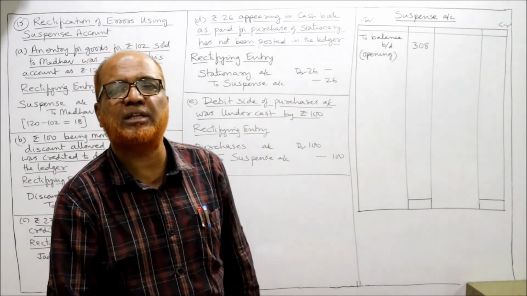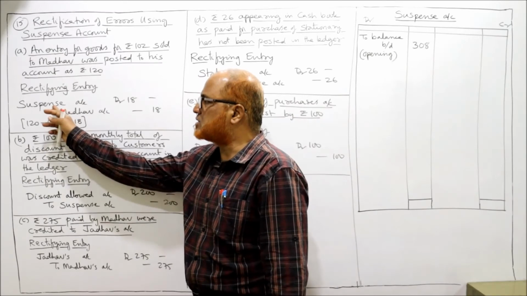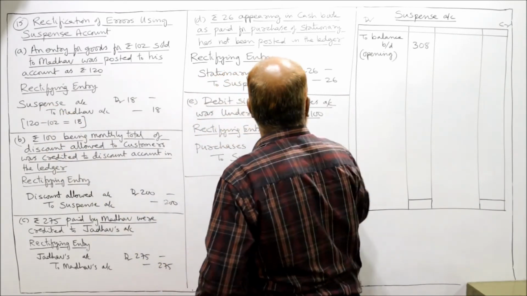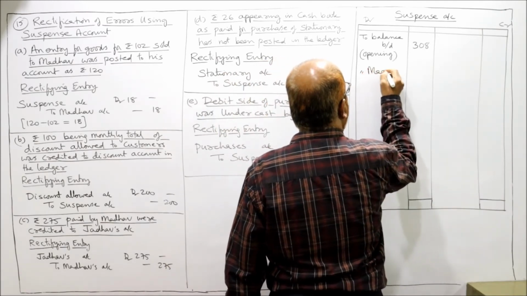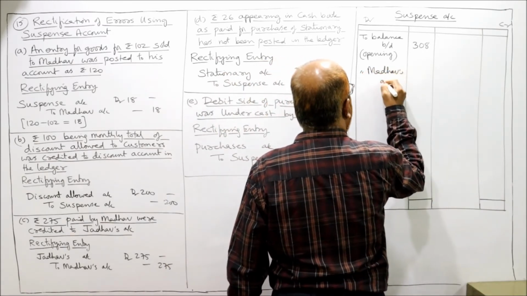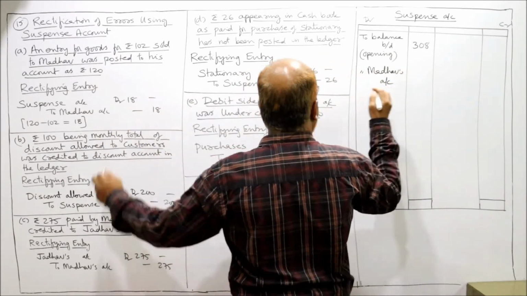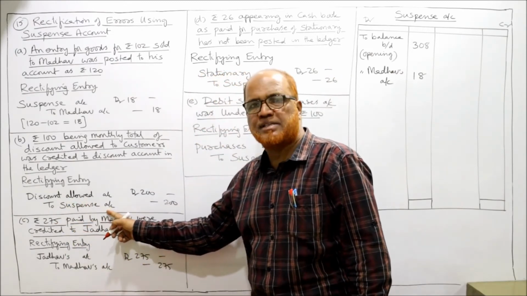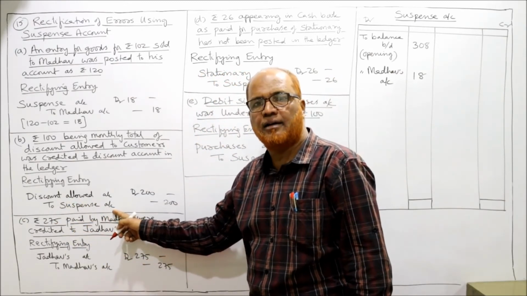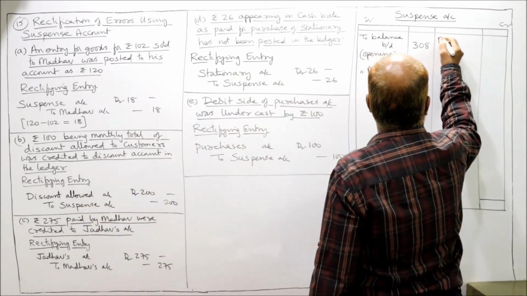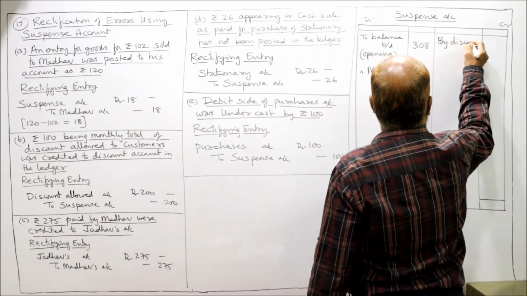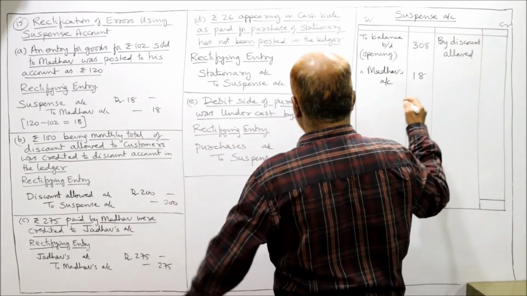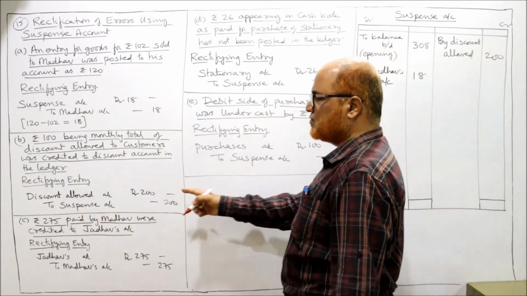Now I am posting the entries. The first entry is suspense account debit to Madhav account. So suspense account should be debited, to Madhav's account. How much? 18 rupees. Second entry, discount allowed account debit to suspense account. The suspense account is credited by discount allowed. How much discount allowed? 200. Two entries we have posted.